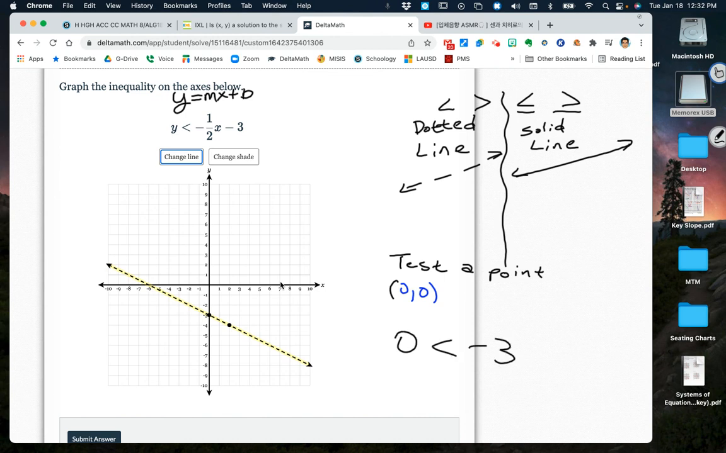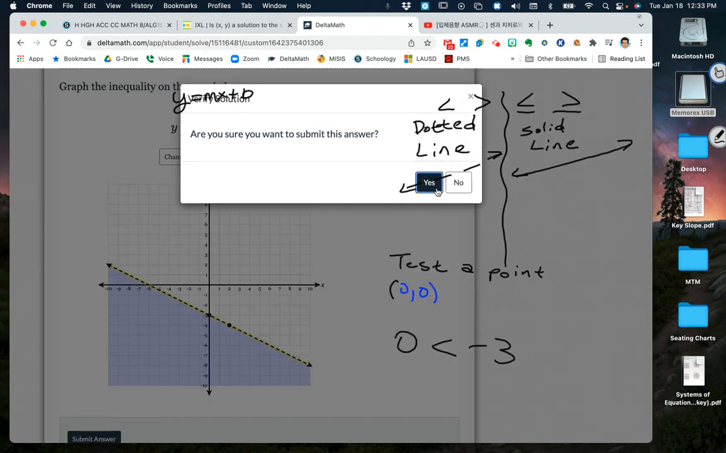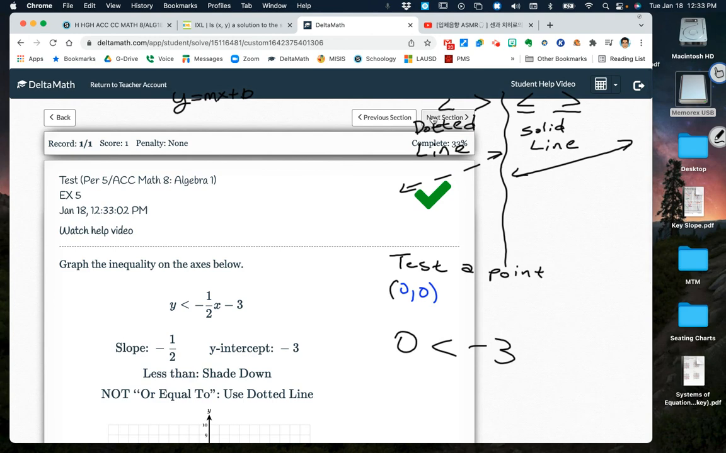-3. Is that true or false? Is 0 less than -3? No, it's actually bigger than -3, right? So that means that point at 0, 0 can't be part of the solution. Anything on the other side is. So we don't want this stuff here. We want stuff on the other side of that line. That lower triangle part. This part. So let's go with that. And that's it.